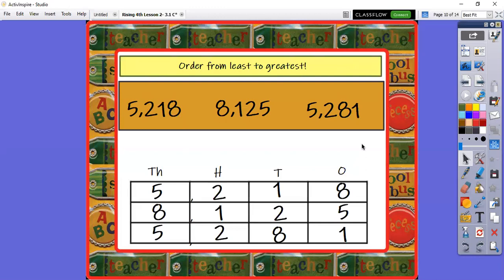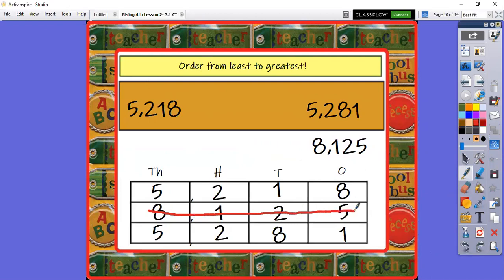Okay, so the number with the greatest value is this second number because it has an 8. It has 8,000, where the first and the third number, they have only 5,000. So I'm going to write this number. I know this number is going to be the greatest, but I still need to determine which of those two numbers should come first and second. My first number should be the smallest value. So I can just not really worry about that second number anymore. I can cross that out.